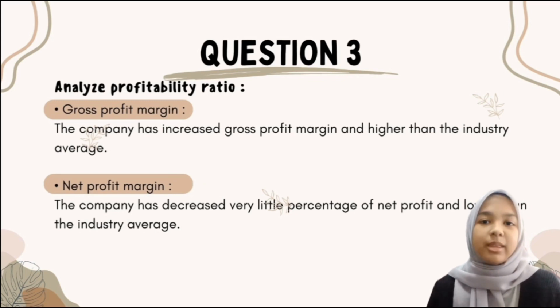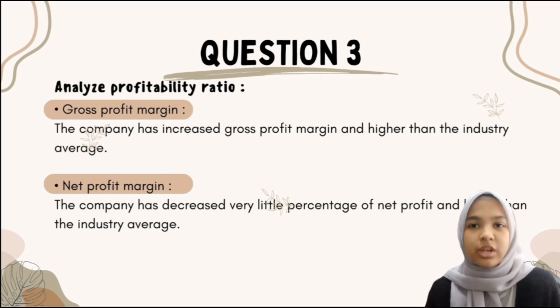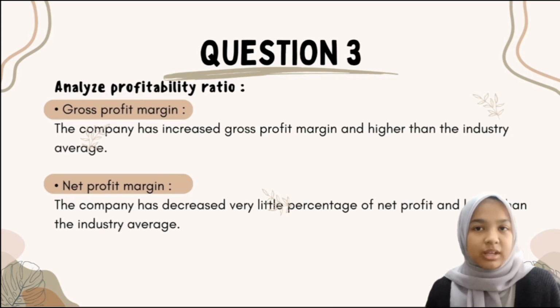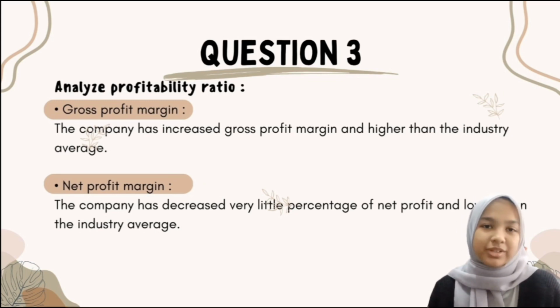Next is net profit margin. Net profit margin is the profit after the revenue has been deducted by all expenses. A higher net profit margin shows better profitability. In this case, the company net profit margin has decreased by a very small percentage and is lower than the industry average. This shows that the company has lower profitability compared to industry peers.